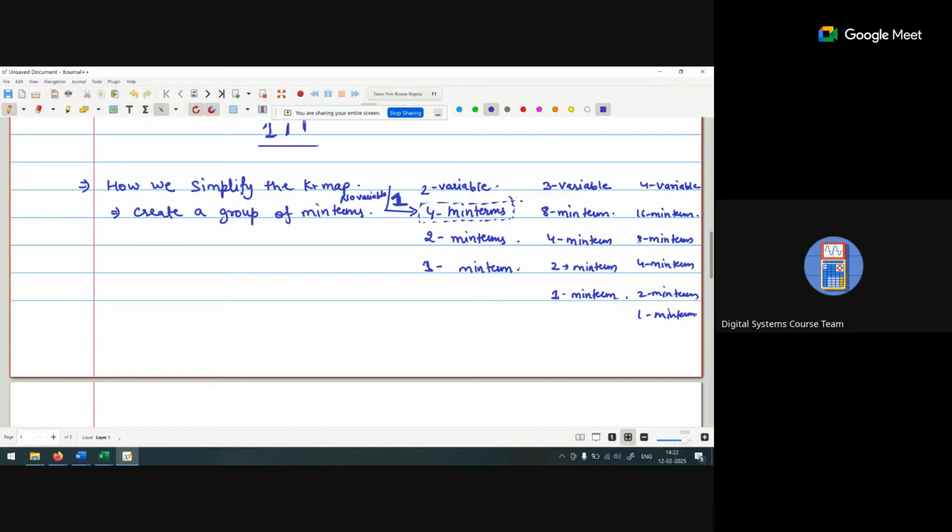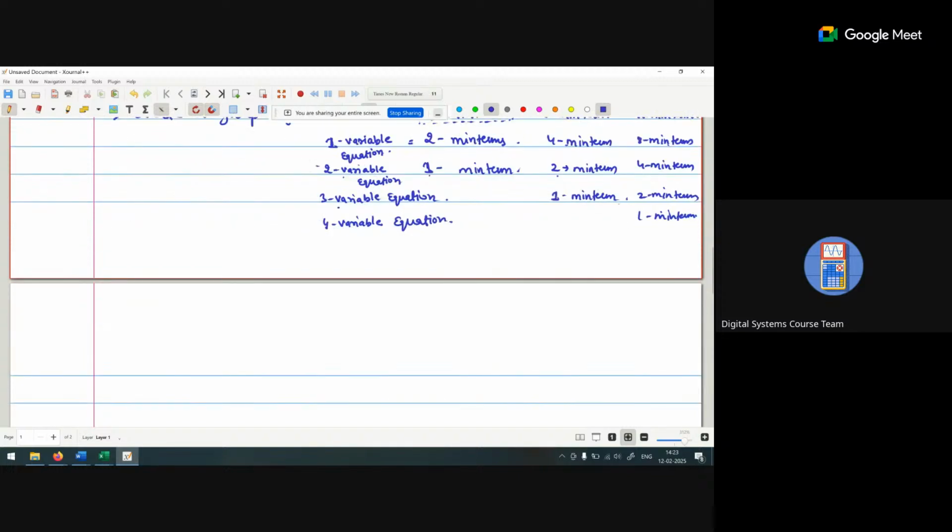Now, for a group of two mean terms, we get a one variable equation. If we create a group of one, we get a two variable equation. Similarly, for three variables, a four mean term group gives one variable, a two mean term group gives two variables, and a one mean term group gives a three variable equation. And for four variables: for 16, no variable; for 8, one variable; for 4, two variables; for 2, three variables; and for 1, a four variable term.